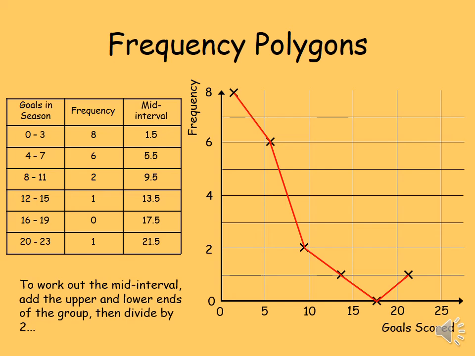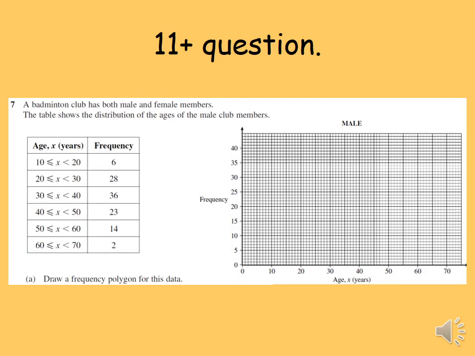Okay, so I do hope you've understood the concept. Here is an 11 plus question for you, which I'll give you 5 or 10 seconds to freeze the screen and have a go. So remember, you are drawing a frequency polygon of this data. So we have ranges 10 to 20 and so on. So you need to find the midpoints and plot those on. 5 more seconds.